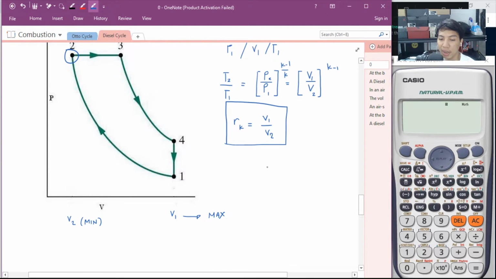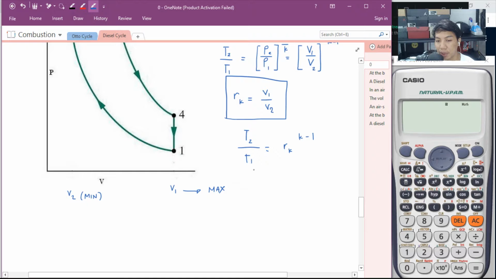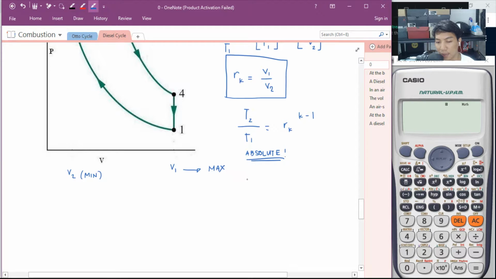Pag nakuha mo na pala si T2, saan mo kunin? Given naman yung pressure mo or given to. Pwedeng si T2 will be equal to, basihan mo to. Okay? rk yan. T2 over T1. Dito over T1, pwedeng ito basihan mo. Basihan mo muna si rk. rk raised to K minus 1. Hanapin mo si T2. Okay, remember, that the temperature at 1 should always be absolute. Remember ha, yung temperature mo dyan is always absolute. So, T2 is equal to T1 multiplied to rk raised to K minus 1, if and only if given si rk, ha?